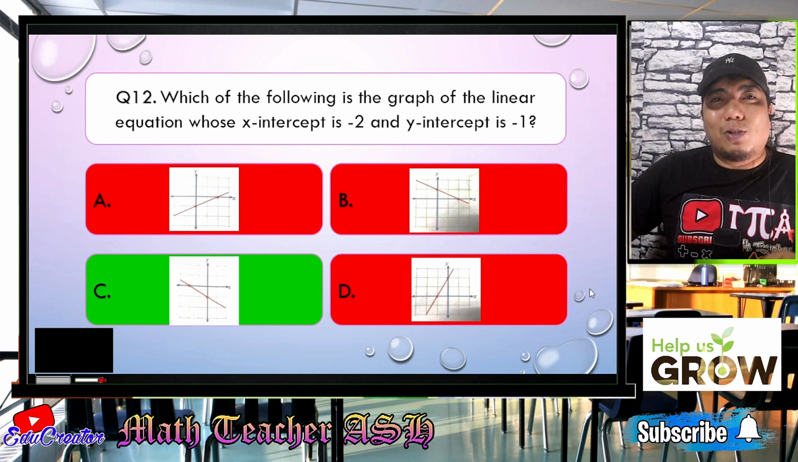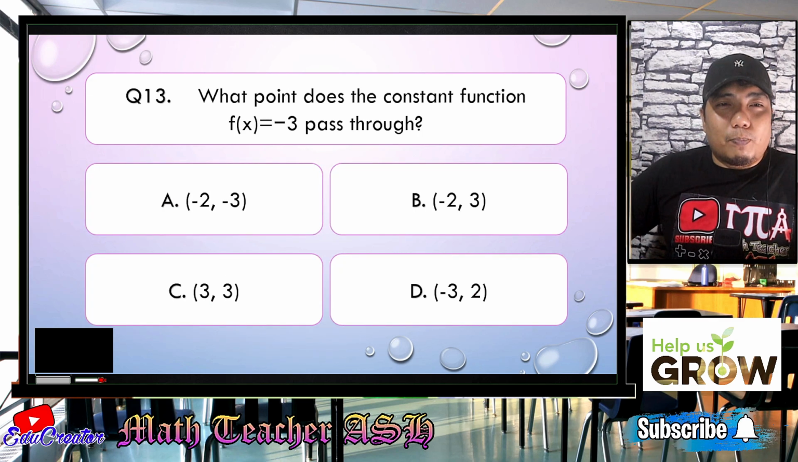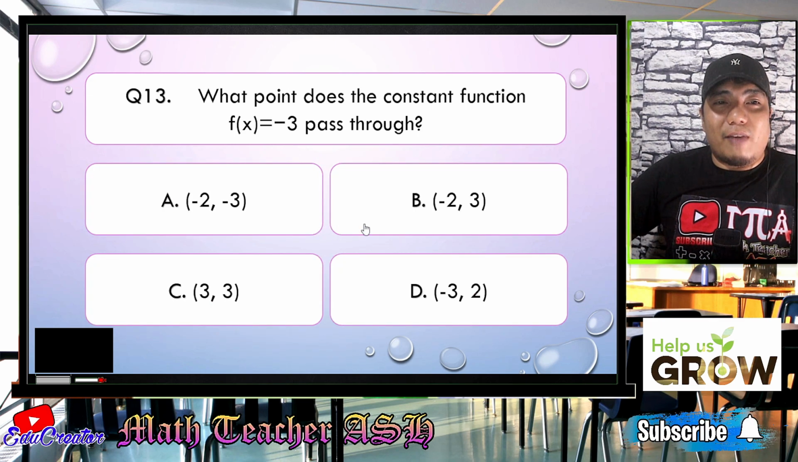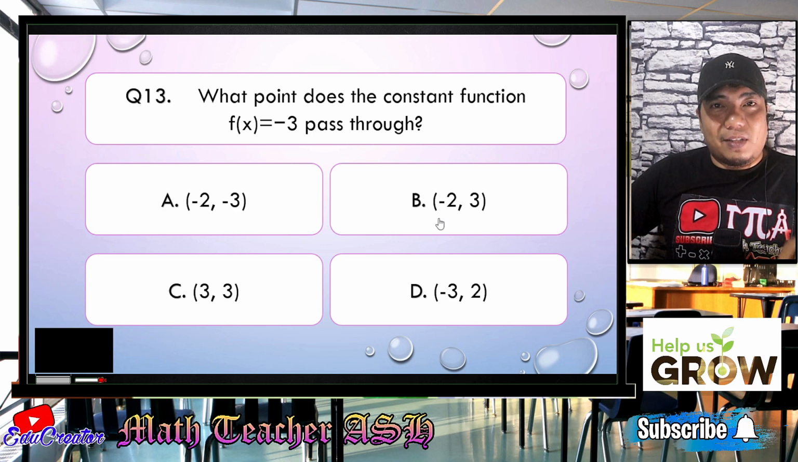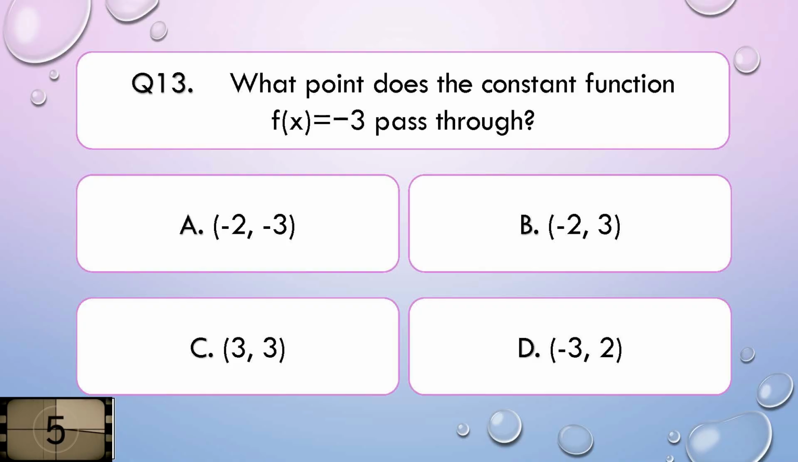So now let us go to question number 13. What point does the constant function f of x is equal to -3 pass through? Is it A, (-2, -3), B, (-2, +3), C, (+3, +3), or D, (-3, +2)? I'll give you 5 seconds to think about your answer.